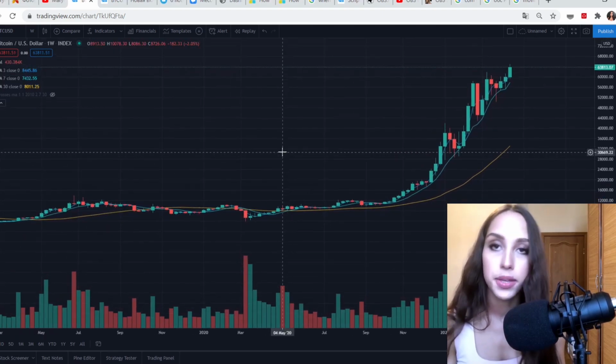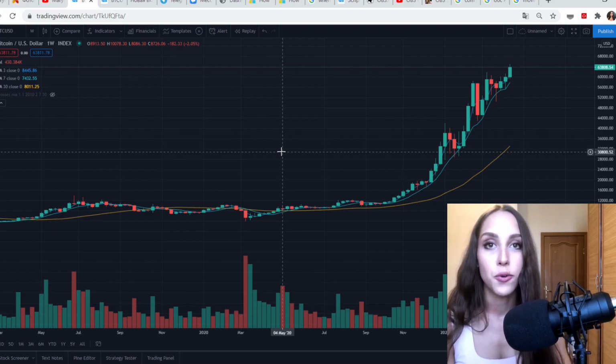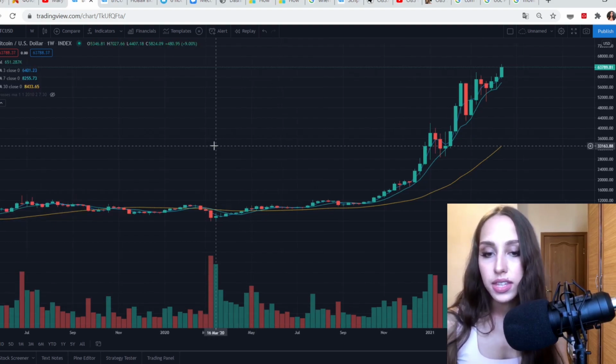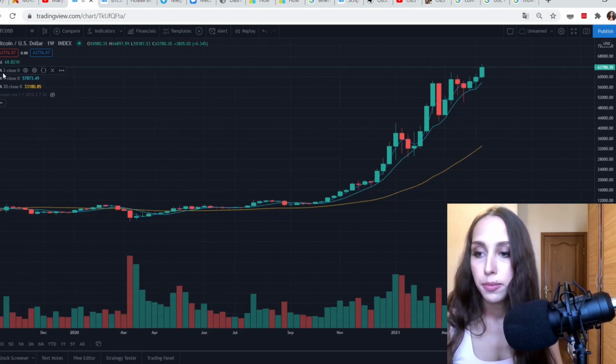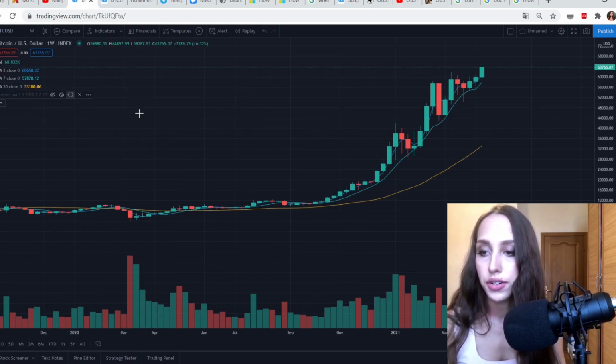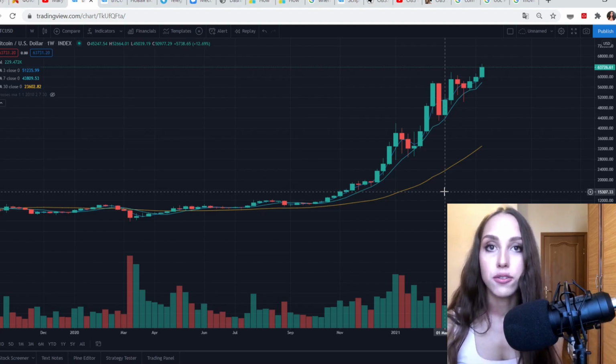This is a weekly Bitcoin chart, and the first thing that I wanted to say, in case you don't know how to calculate a moving average, in this chart I have simple moving average of 3 period, 7 period, and 30 period, and this is a weekly Bitcoin chart. It doesn't really matter which period you choose. In order to calculate it, it's all the same.